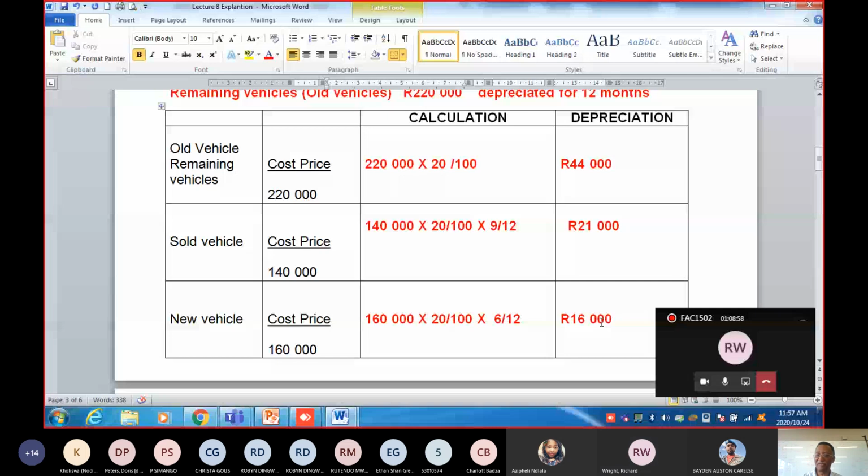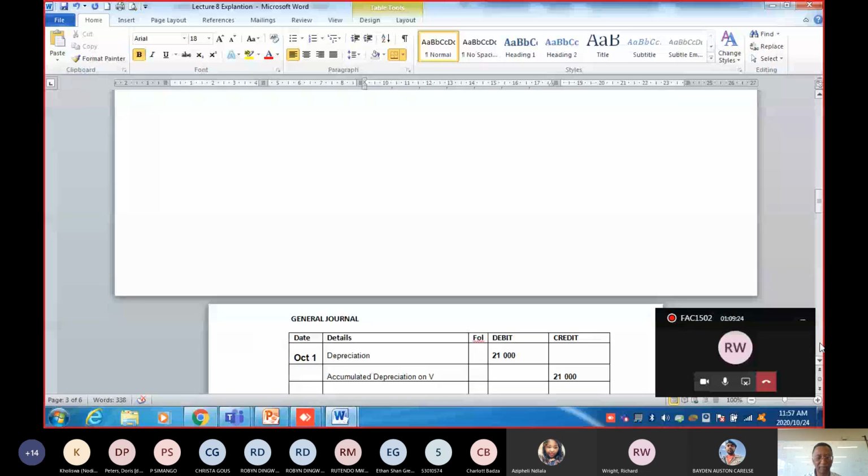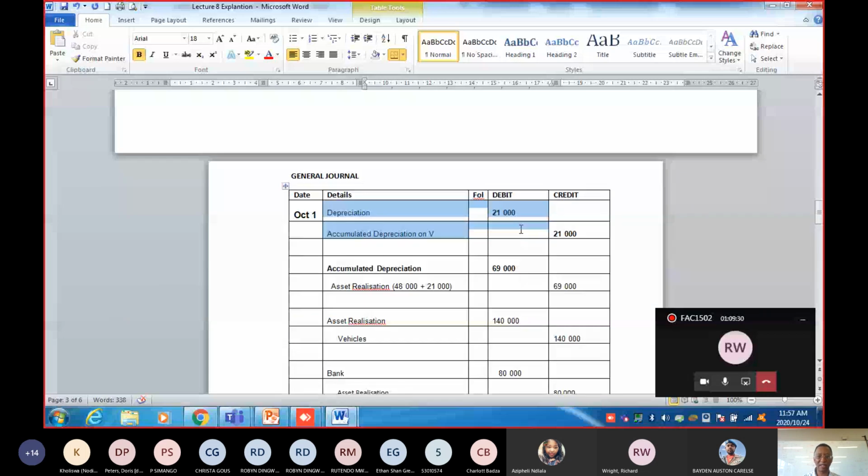So if I must now provide for depreciation on my remaining assets, it is the depreciation of the old stuff, and the depreciation on the new stuff. Not the one of 21,000 because I don't have that asset anymore. And the one on the 21,000 Rand has been recorded already. You will recall that that was step number 1 here in your journal. Debit depreciation, credit accumulated depreciation. The 21,000 Rand has been accounted for already.